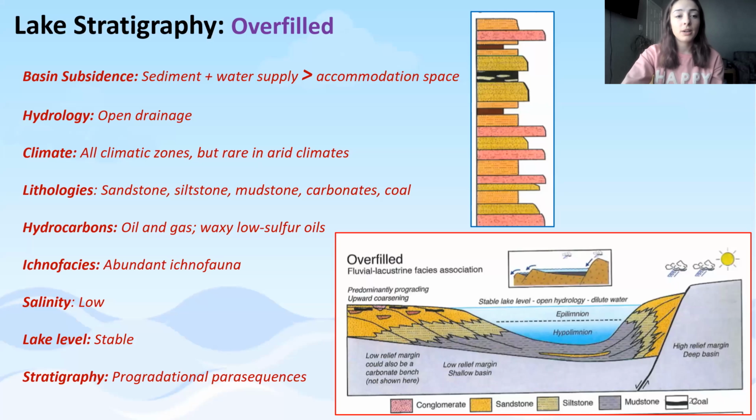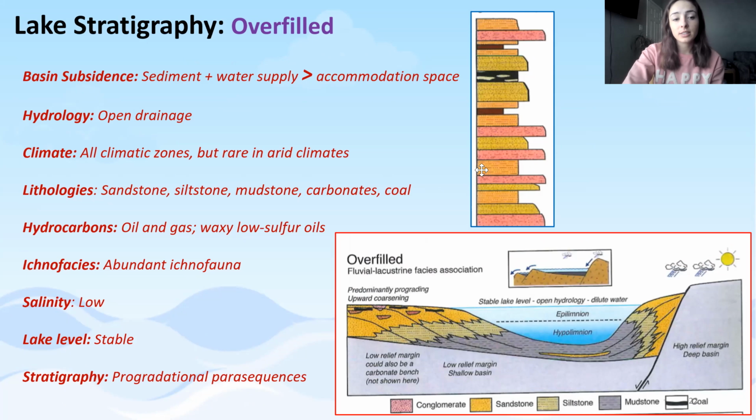What you can see in the strat column of an overfilled lake is very coarse sediment, typically because the inflow of sediment-rich water is occurring very often in these types of lakes, and the sediment plus the water supply is greater than the accommodation space or basin area, causing really coarse-grained, thick deposits. And the hydrology in these basins, like we already discussed, is open, where you have open inflow and open drainage or outflow, causing this lake to continuously be resupplied with new water and new sediment, and therefore stay pretty fresh and well mixed. This type of lake occurs in all climatic zones, but is rare in arid or dry climates.